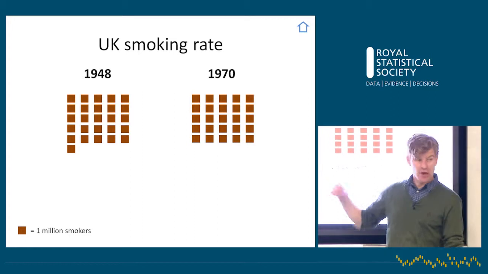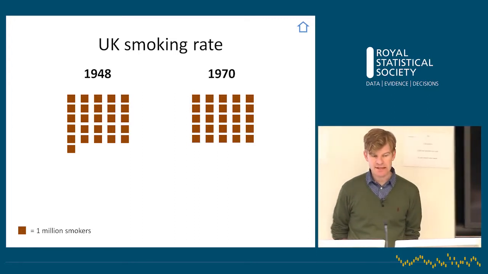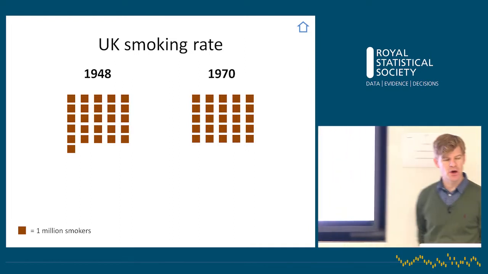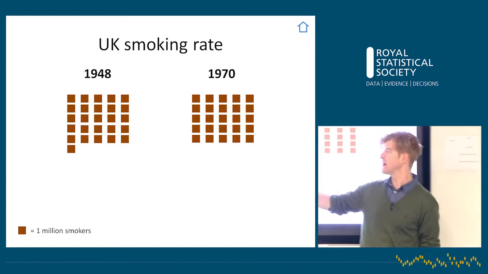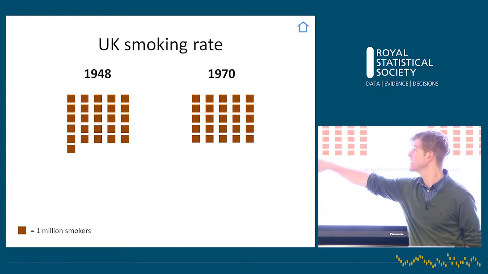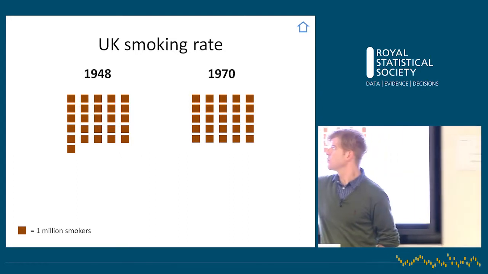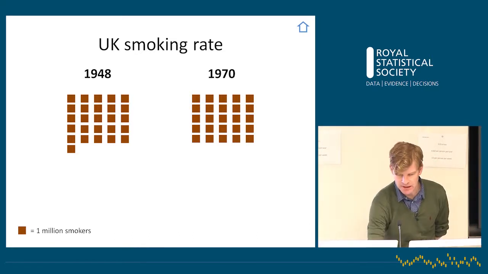So 1948 compared to 1970, there was a very slight, well, a million's not necessarily slight, but there was a decrease in the number of smokers in Britain. So the smoking population shrank by 4%. So that is 1 million there, which has gone here, which, as it happens, is 4% of 26 million. It's reduced by 4%. That's very clear.